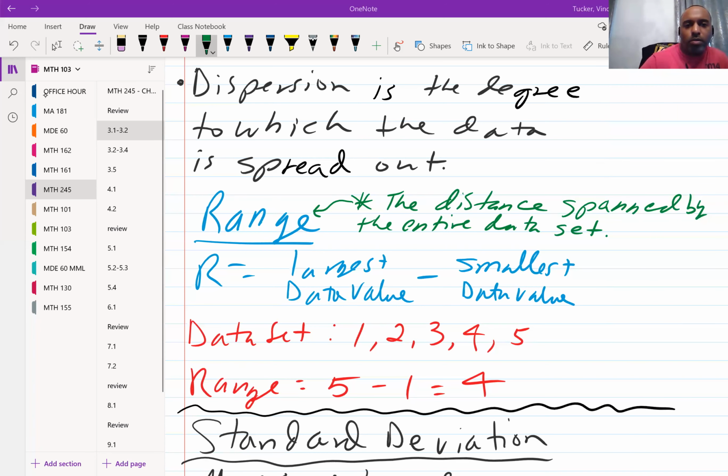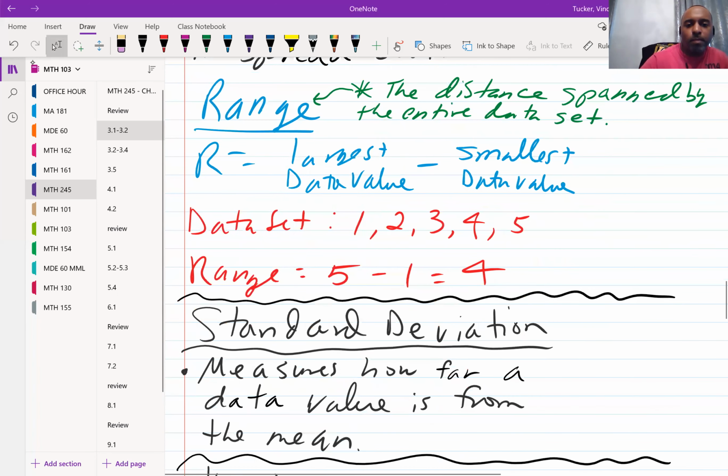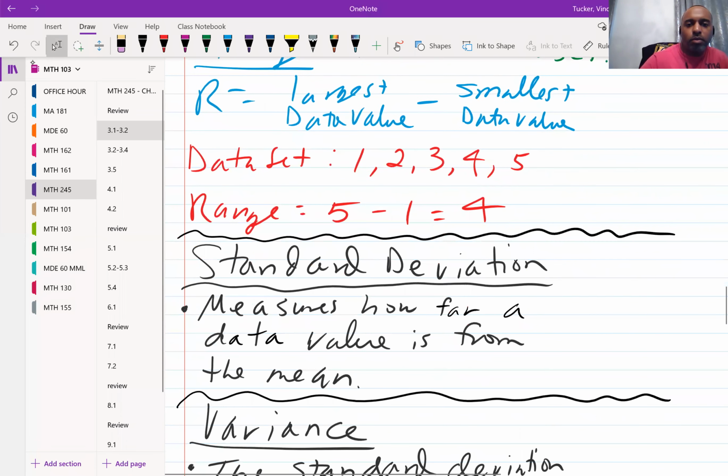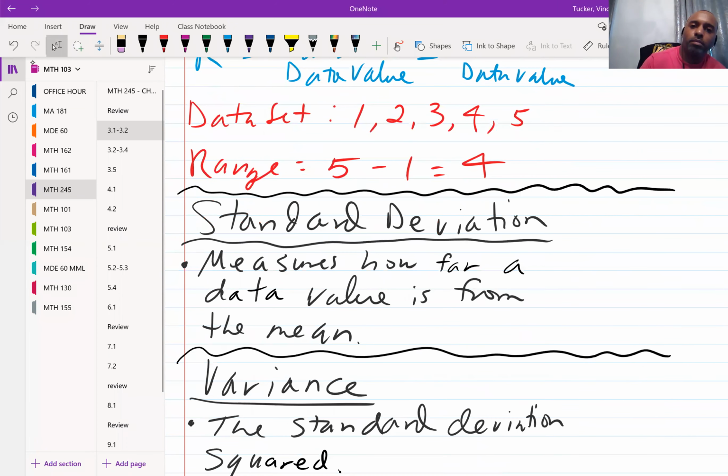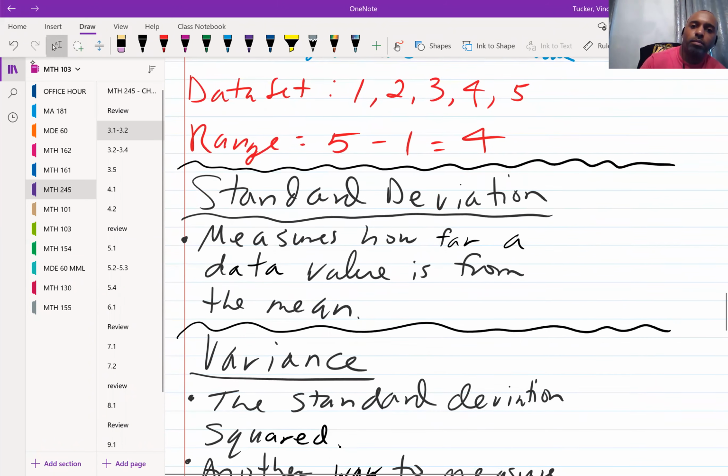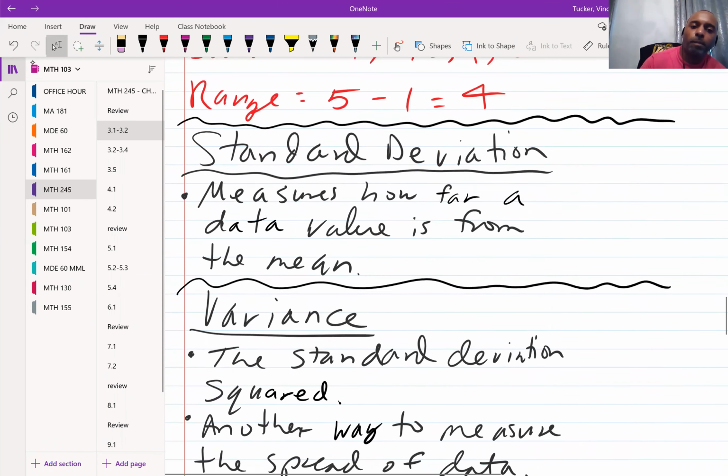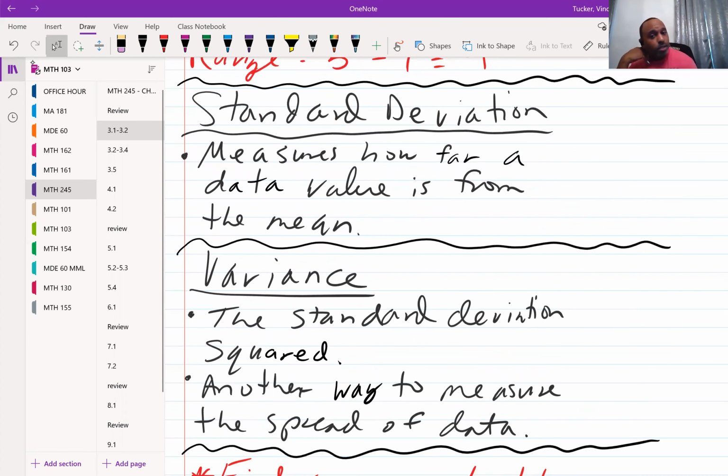All right, next thing, standard deviation. It measures how far a data value is from the mean. Variance is the standard deviation squared, and it's just another way we use to measure the spread of data.